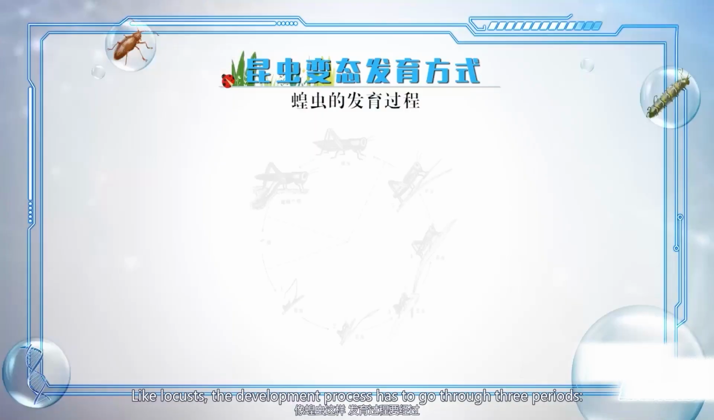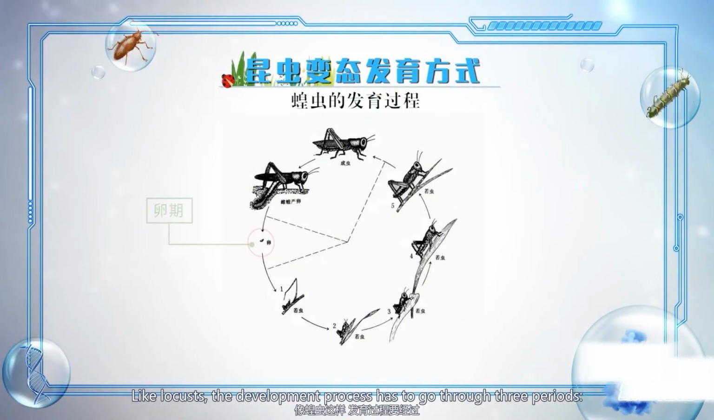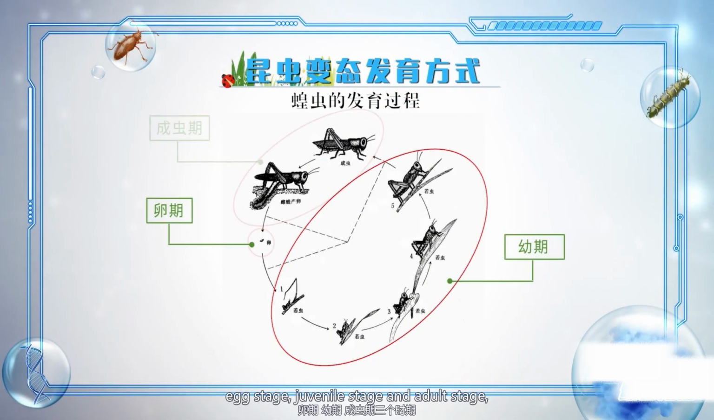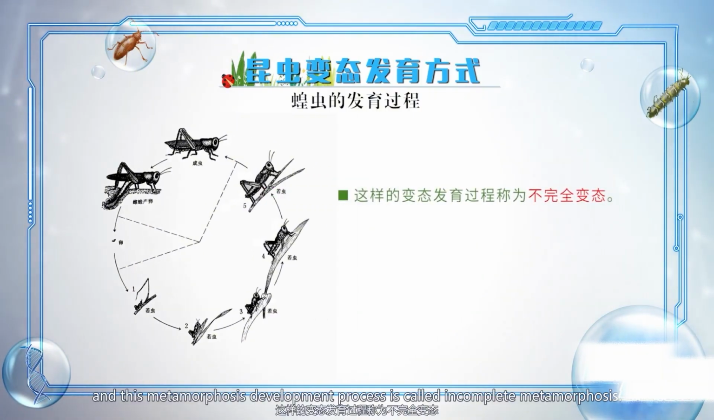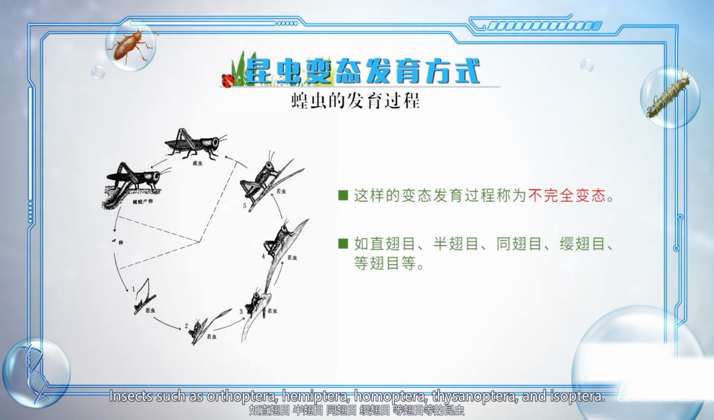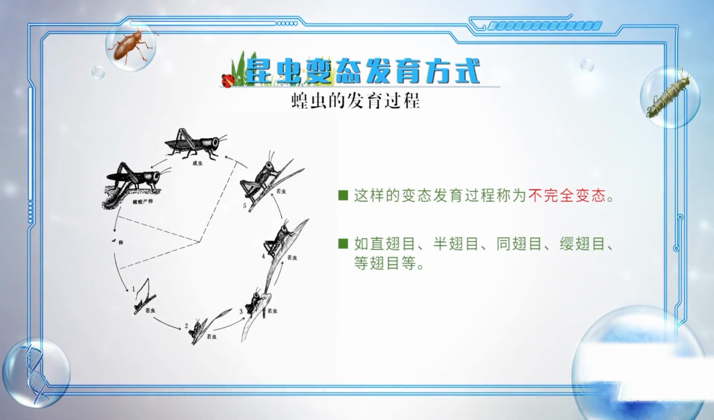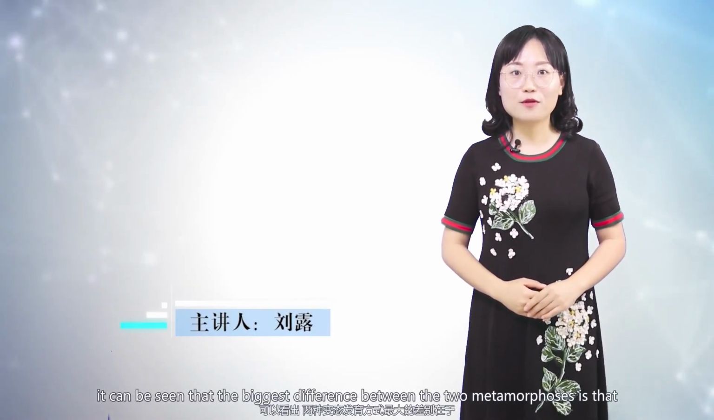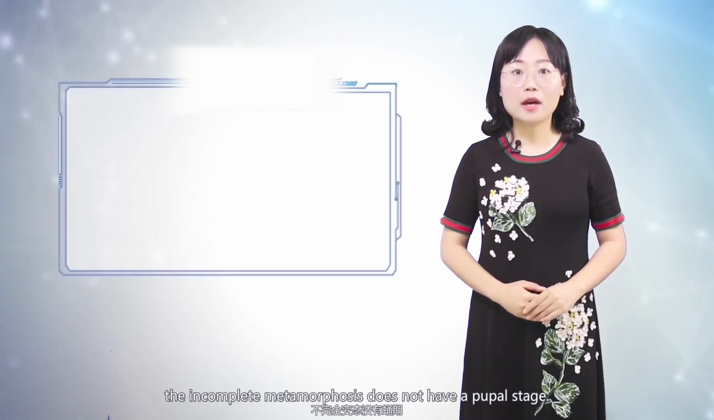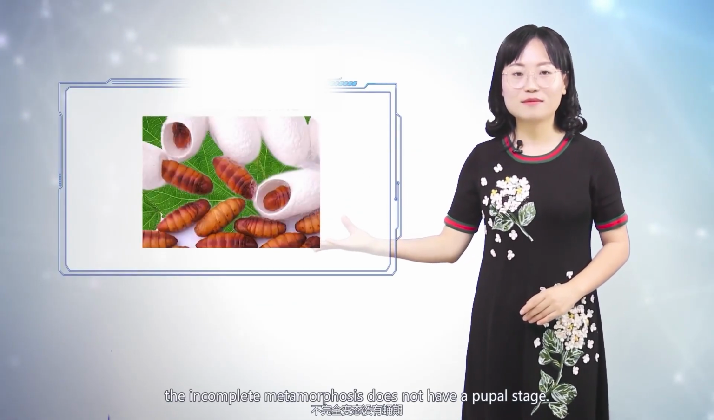Like locusts, the development process has to go through 3 periods: egg stage, juvenile stage, and adult stage, and this metamorphosis development process is called incomplete metamorphosis. Insects such as Orthoptera, Hemiptera, Homoptera, Thysanoptera, and Isoptera. By comparison, it can be seen that the biggest difference between the 2 metamorphoses is that the incomplete metamorphosis does not have a pupal stage.